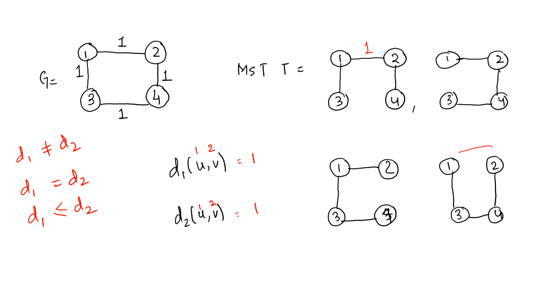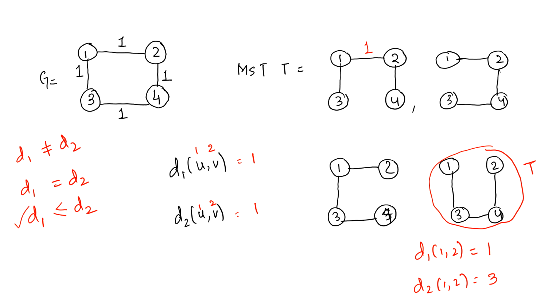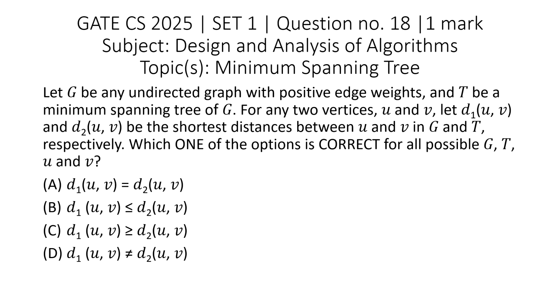So now consider this MST tree. The distance between 1 and 2 in G is 1, but the distance here is 3. Hence, this is the correct option: D1 is less than or equal to D2. Hence, the correct option is B.